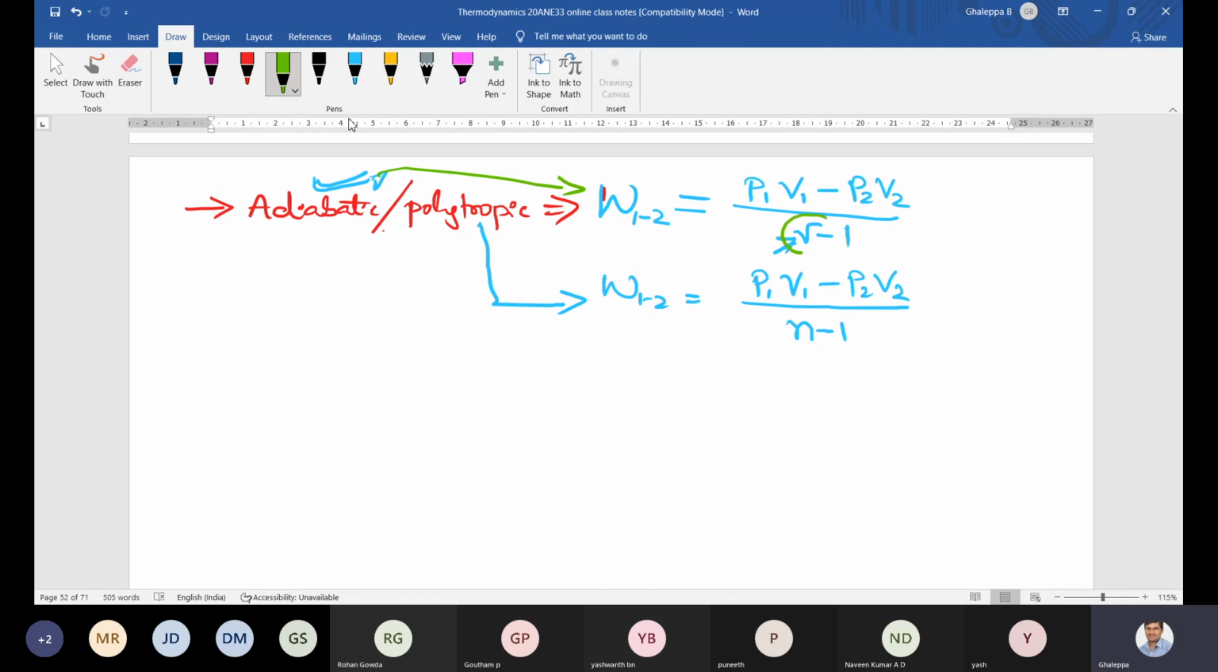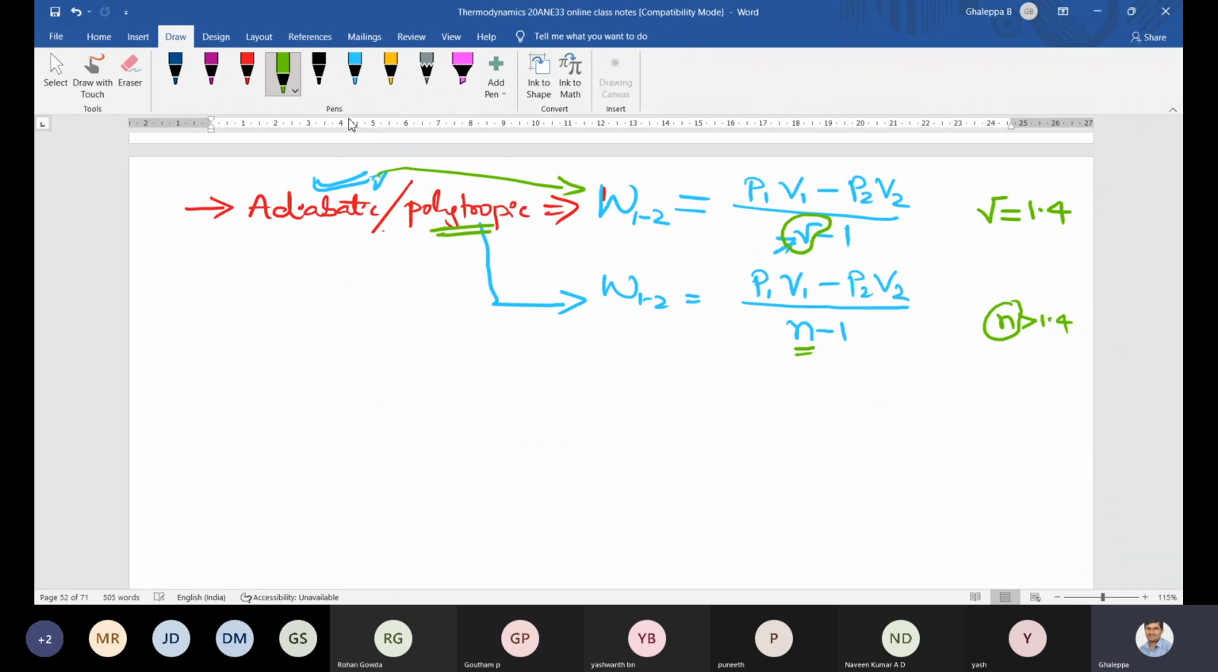The gamma value may be given, may not be given. So always remember the gamma value is 1.4. The n value is more than 1.4. Okay, and this n value will be given in the numerical. It may be 2, it may be 3, it may be 4. And dear students, sometimes the n value will not be given. Okay, he will clearly use the word polytropic, but the n value will not be given.